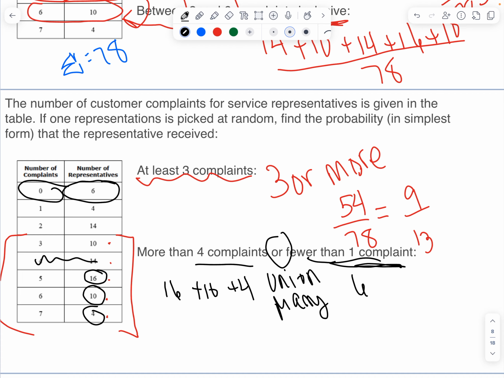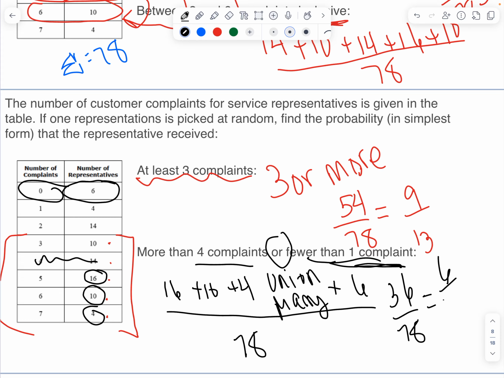So we're going to marry that to 6. So we got 16 plus 10 plus 4 plus 6, all of that over top of 78. So 16 and 10 is 26, plus 4 makes 30, plus another 6 makes 36 out of 78. So this should reduce to 6/13.